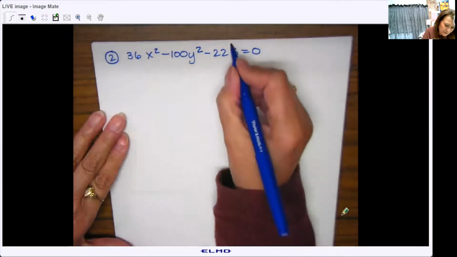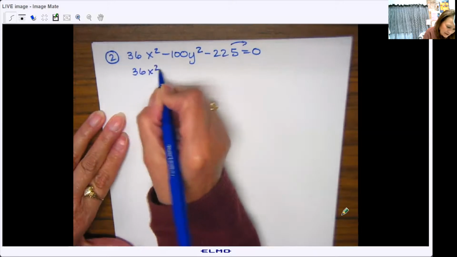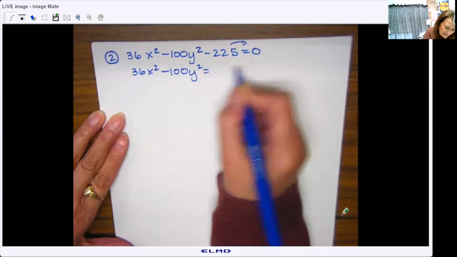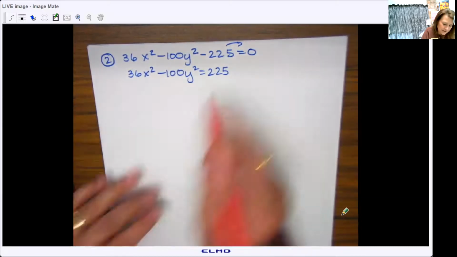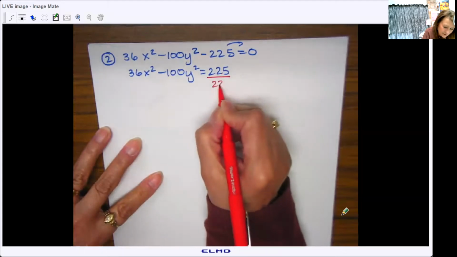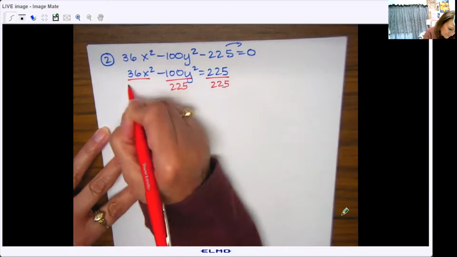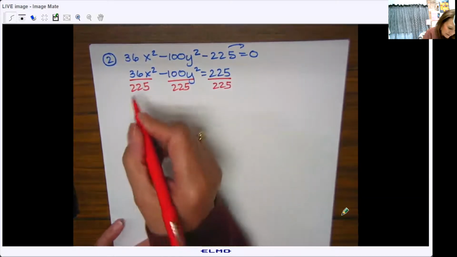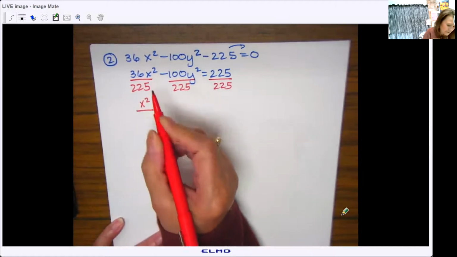So we're going to move that number to the other side and get 36x squared minus 100y squared. It looks like we're going to add that to the other side, be 225. Now we need to get that 1 right there. So we're going to divide everything through by 225. Okay, so this actually simplifies.